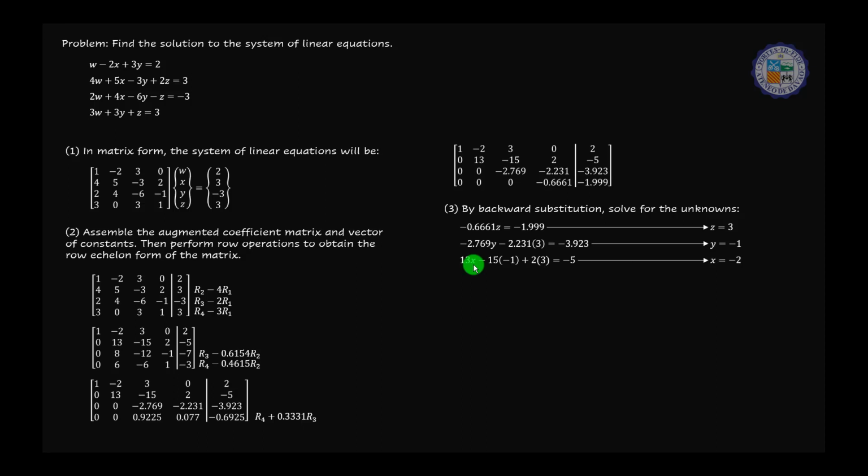Lastly, we can solve for the last remaining variable using the first row, which is w minus 2 times x plus 3 times y plus 0 times z, equal to 2. Solving for w, we have w equal to 1. In summary, we arrive at the same answer as problem number 1, which is w, x, y, z equal to 1, negative 2, negative 1, and 3. And that's the final answer.